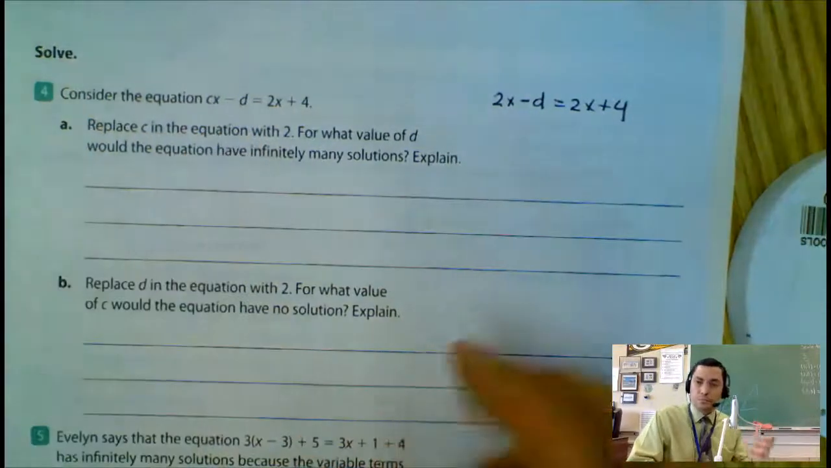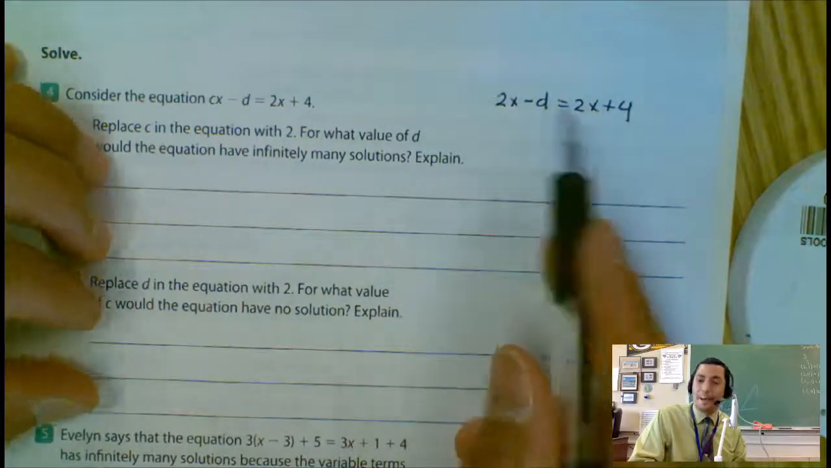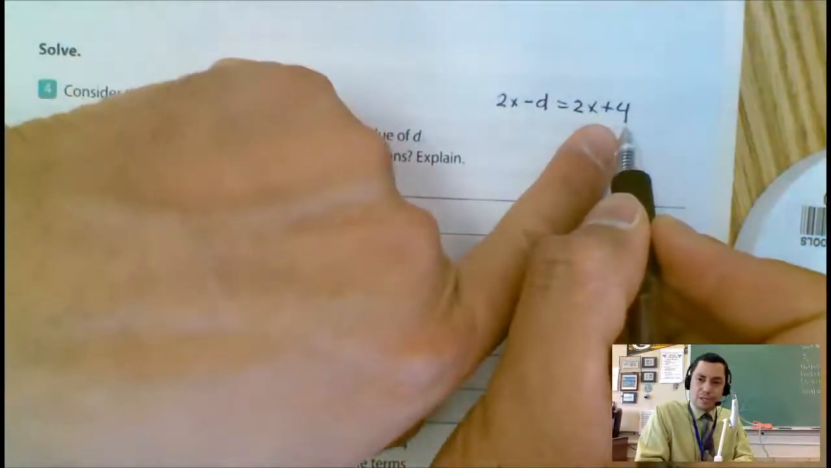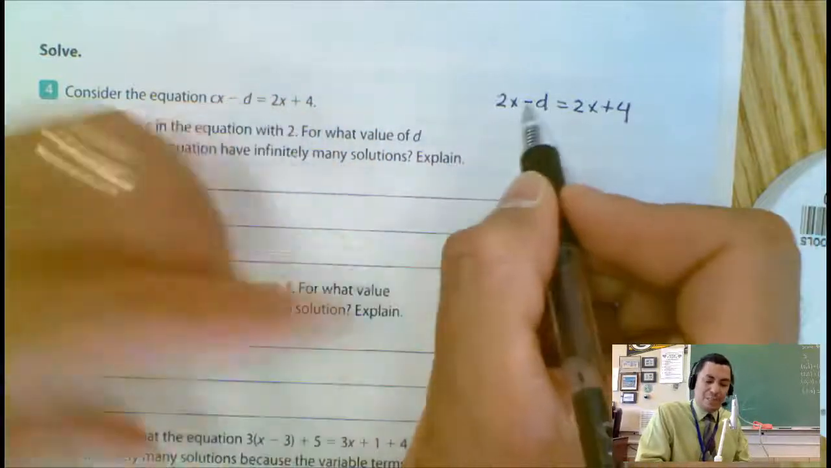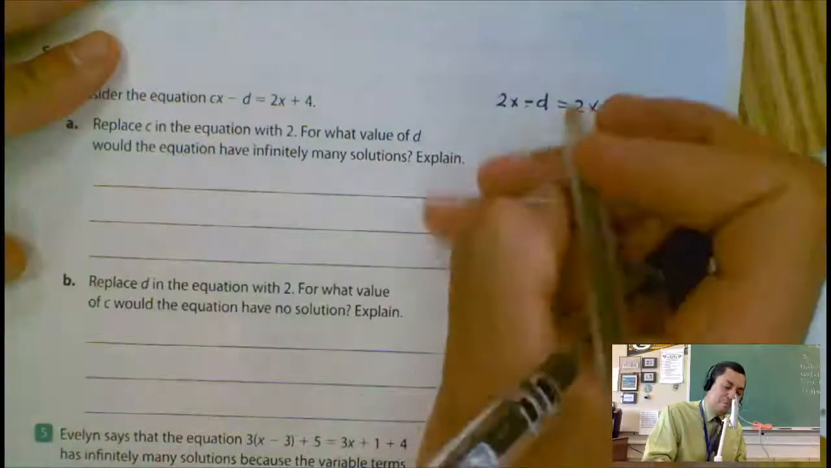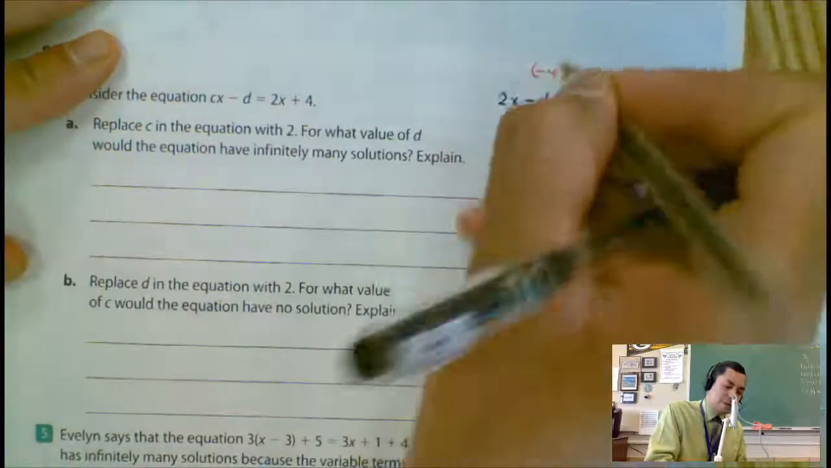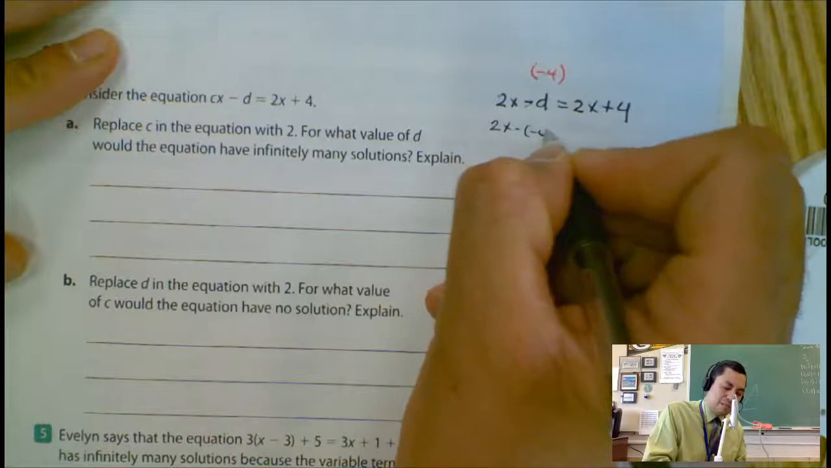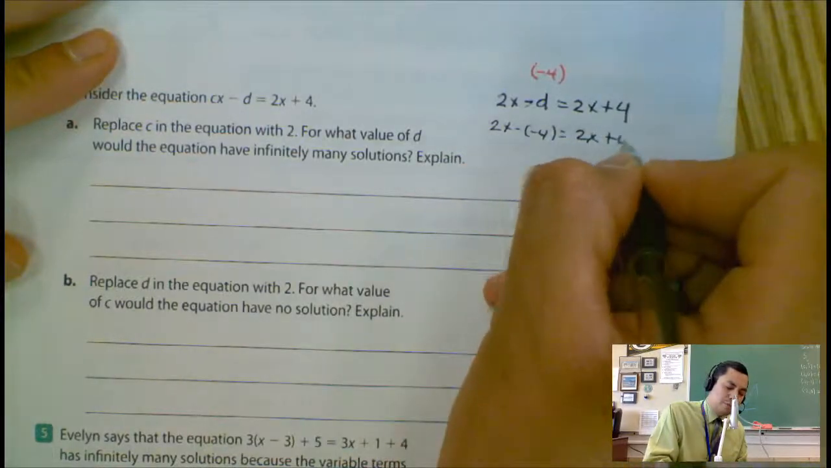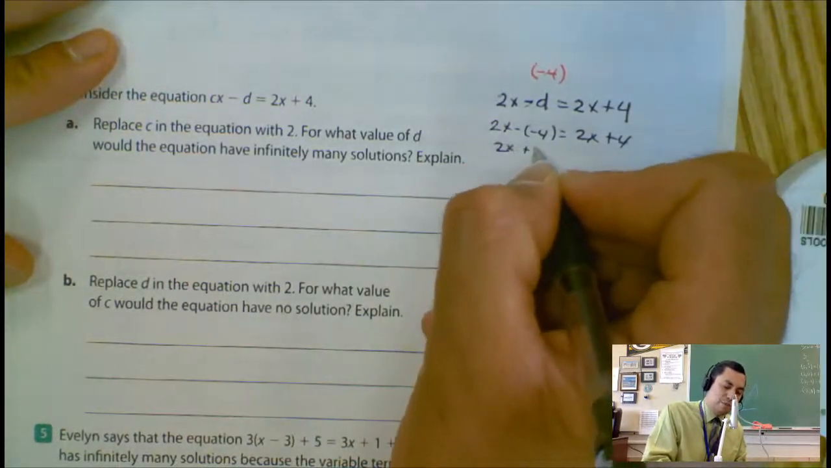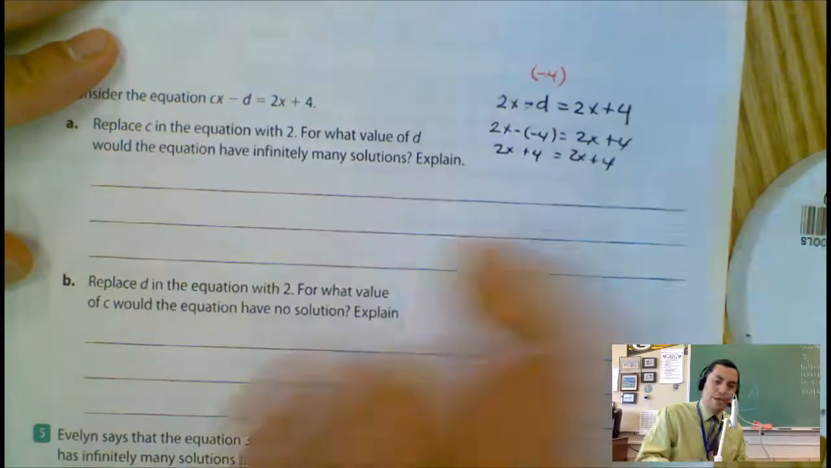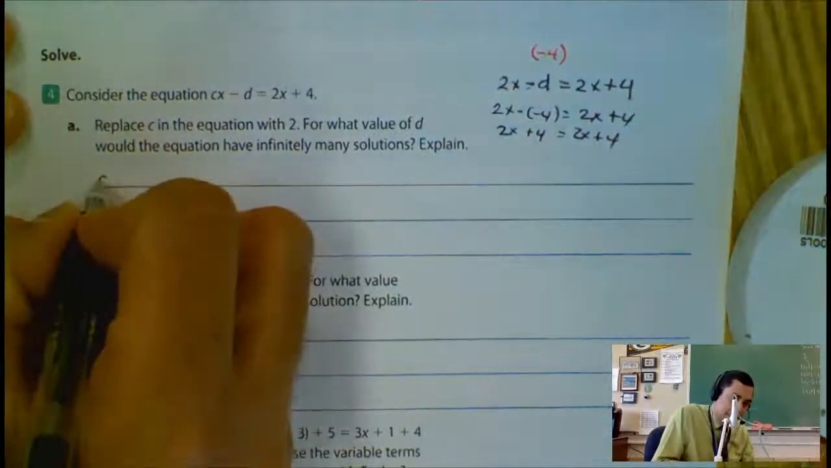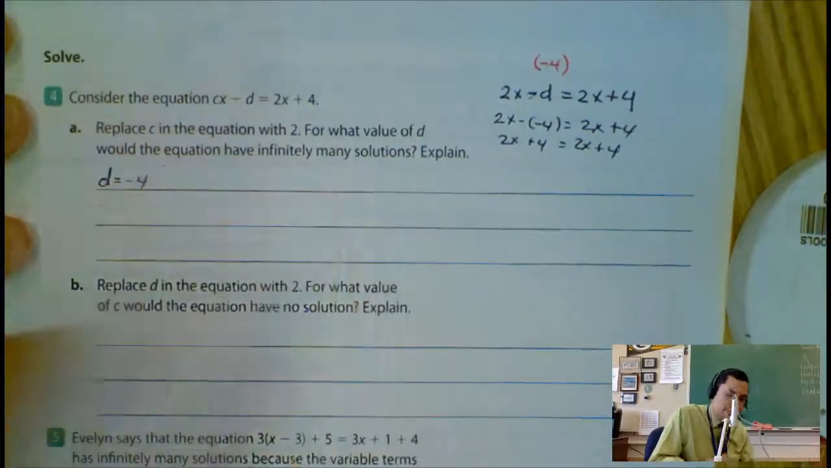Now, which value of d will make left and right the same number? Remember, look at this number, it is positive 4, and this one is negative d. So I will have to put inside negative 4, because negative and negative is positive, so 2x minus negative 4 equals 2x plus 4. So 2x plus 4 equals 2x plus 4. So in this case, I'm going to have d equals negative 4.